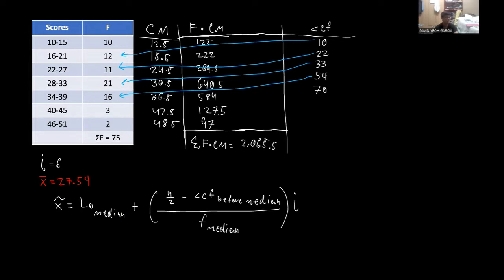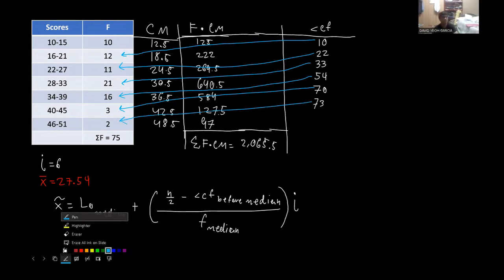We're going to do the same thing over and over again. So yeah, it is quite long, forgive me. 70 plus 3 is 73. And last but not the least, 73 plus 2 is equal to 75. And that's it. We're done.